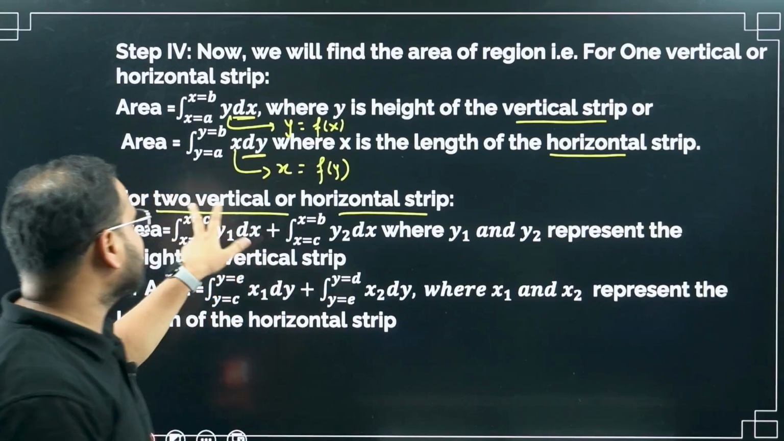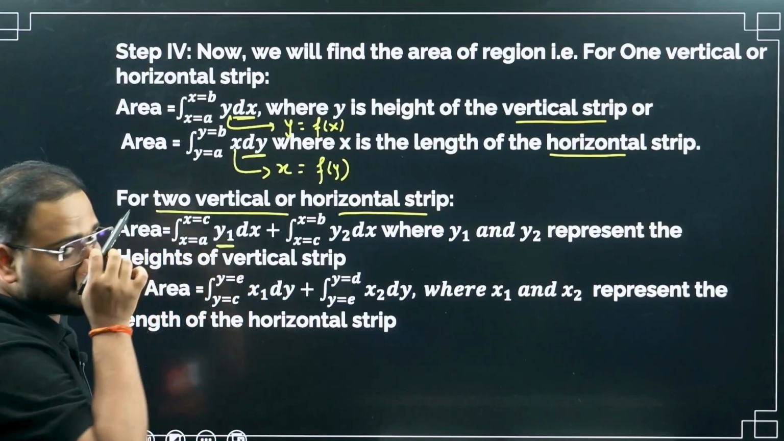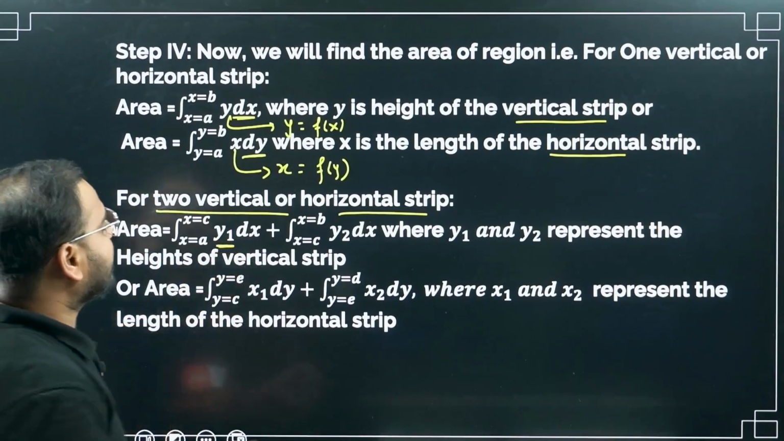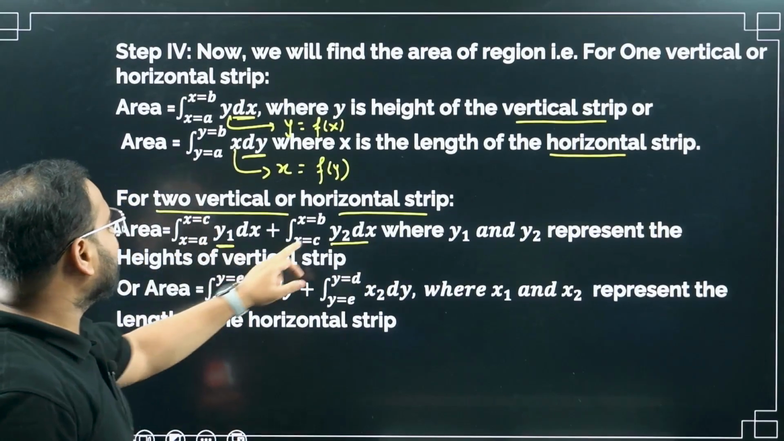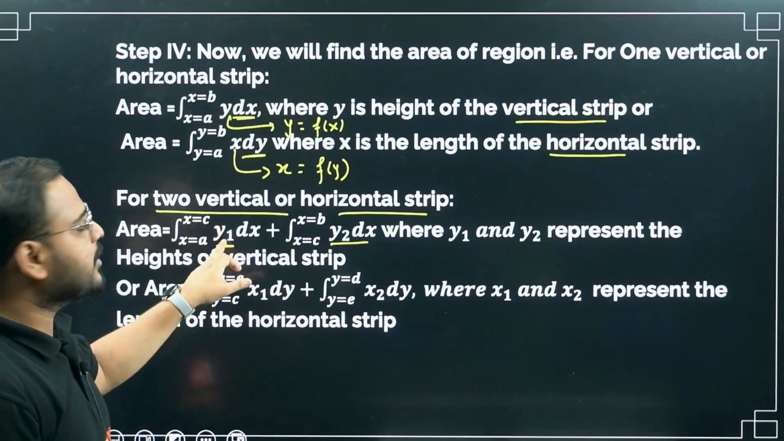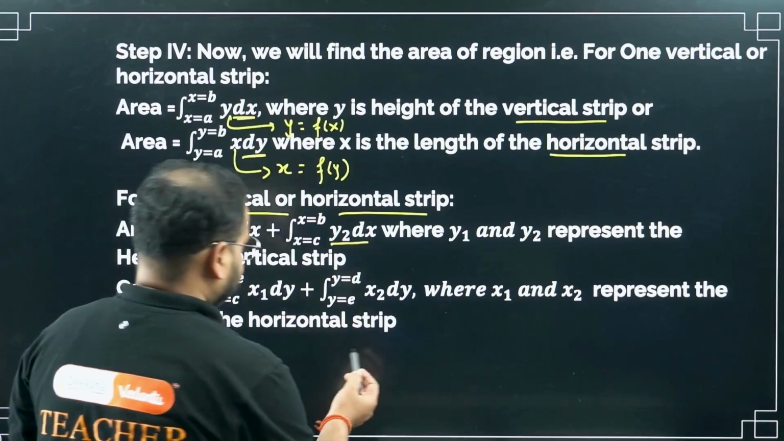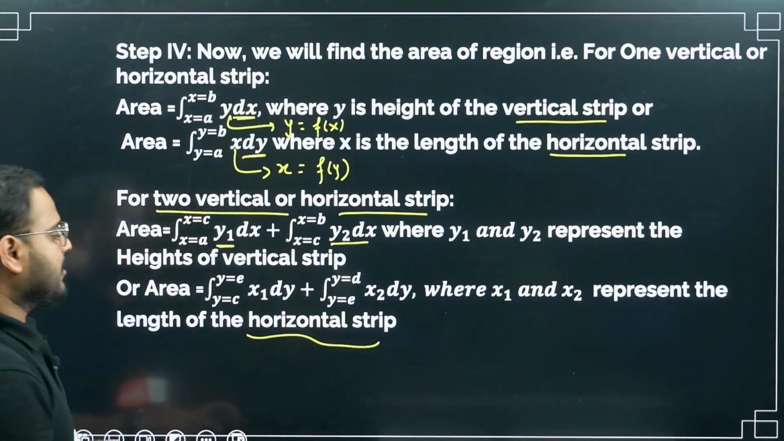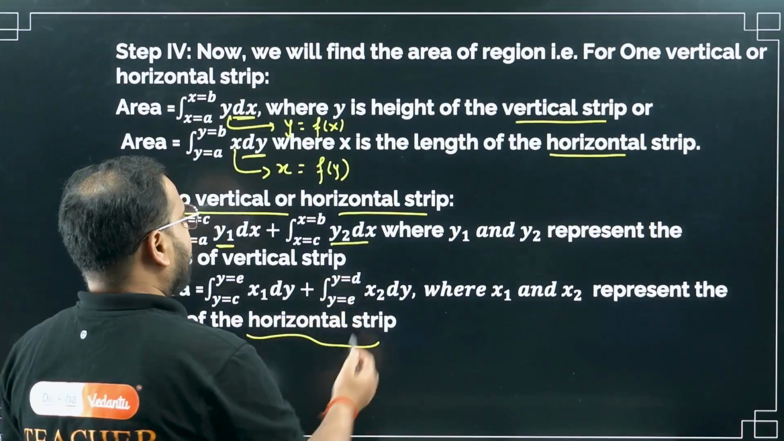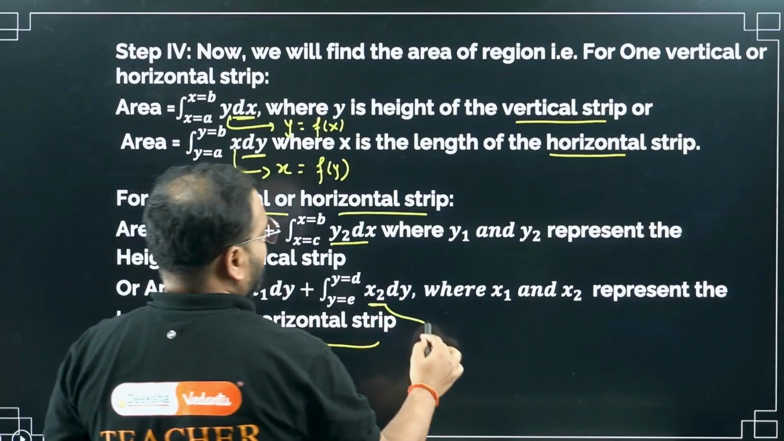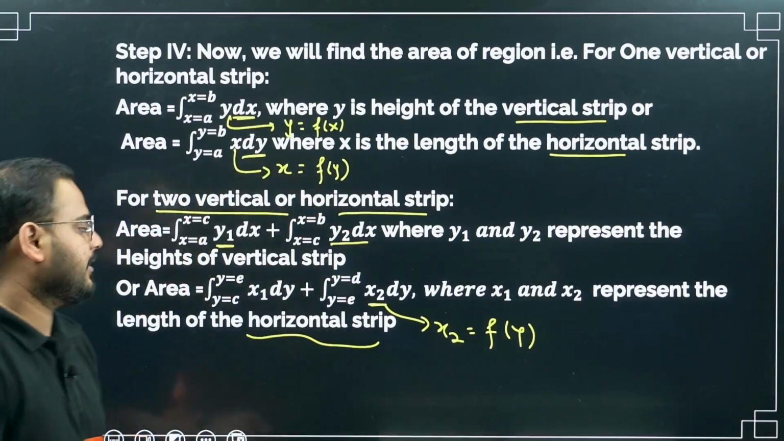If you have more than one, for two vertical or horizontal strips, you're going to use the integration 2 times. So the function will be different: y1 dx, again y2 dx, and the limit is changing. We saw the case right now, a to c and c to b. In a to c you'll use the function y1, and for c to b you'll use the function y2. Same goes in the case of a horizontal strip also. So it will be c to e, just a case, where x1 you'll use, and e to d you're going to use x2. Again, x2 is going to be f of y. Same goes with x1 also.